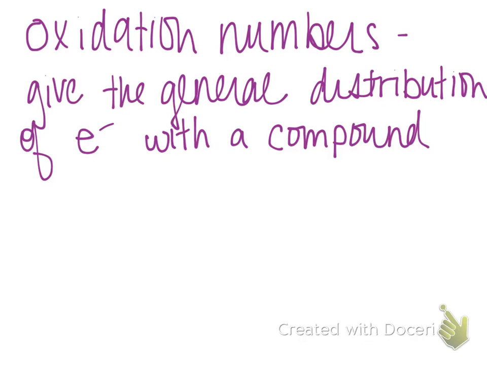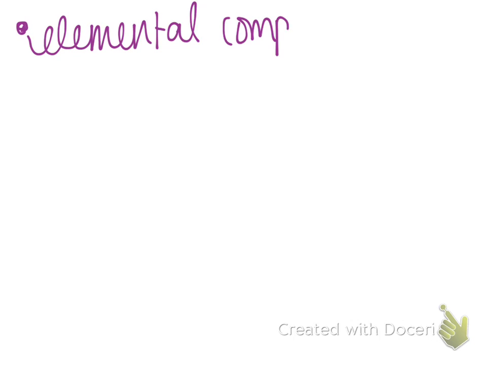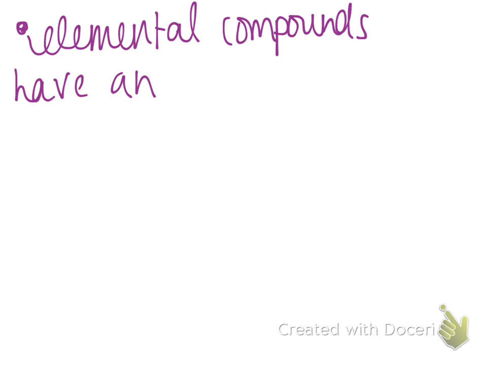Okay, so there's some rules. You can see these rules listed underneath there. I'm going to give you the abbreviated version of these. They have 8 rules. I don't have quite that many, as to how we find oxidation numbers of elements within a compound. Anytime we just have a compound with a single element, elemental atoms or elemental compounds, they have an oxidation number of 0.